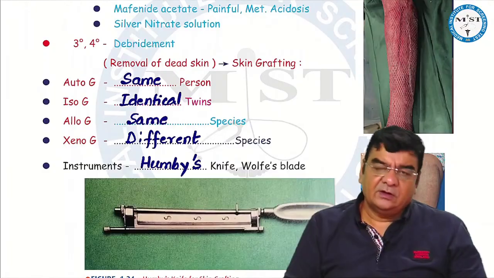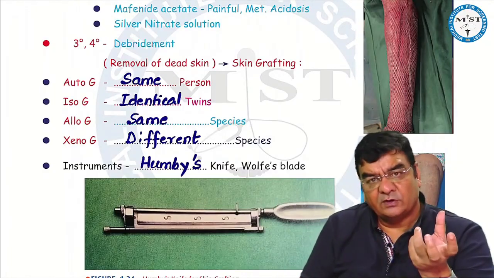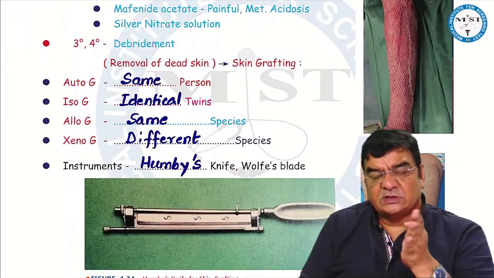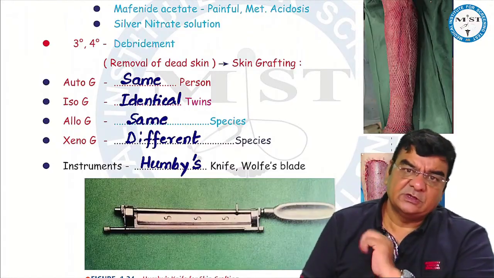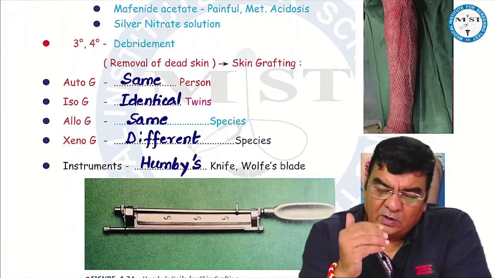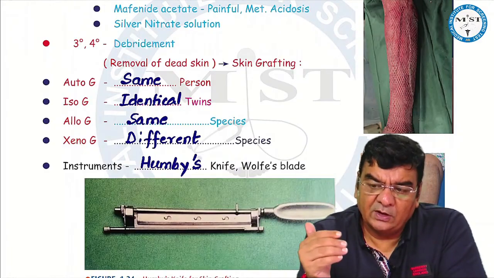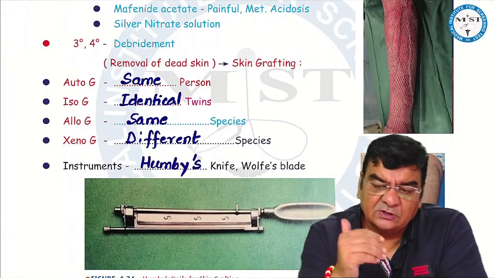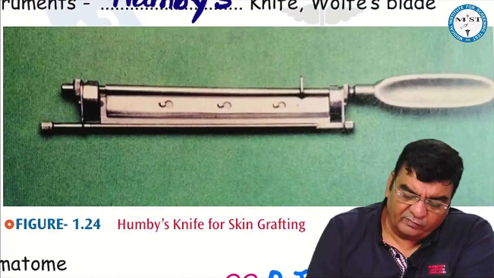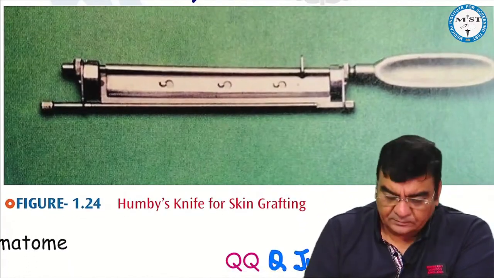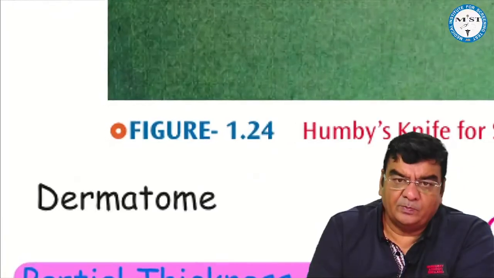In skin grafting, if we are taking the skin graft from the same person, it is an autograft. From identical twins, isograft. Same species, allograft. Different species, xenograft. Auto, iso, allo, xeno. Auto, same. Iso, identical twin. Allo, same species. Xeno, different species. We use a Humby's knife and Wolfe blade in skin grafting. This is Humby's knife. We can also use a dermatome.